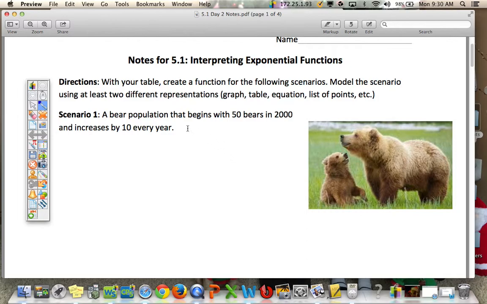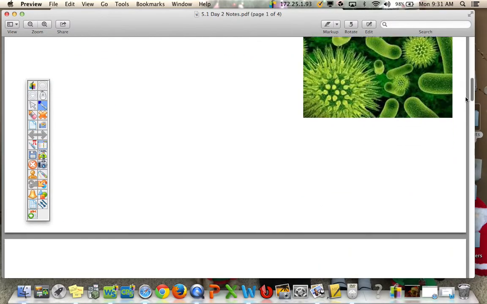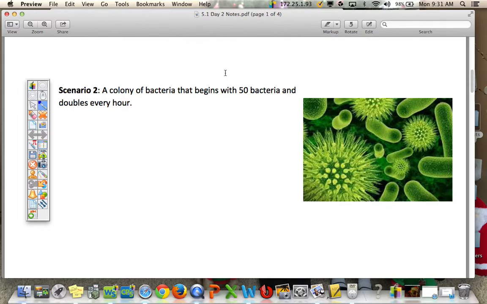So in the first scenario, a bear population begins with 50 bears in 2000 and increases by 10 every year. So can you come up with a table, a graph, an equation, a list of points, etc. to represent the situation? The second situation, you start with a colony of bacteria that has 50 bacteria in it, and it doubles every hour. So again, can you come up with an equation, a graph, a table, or something to represent the situation?